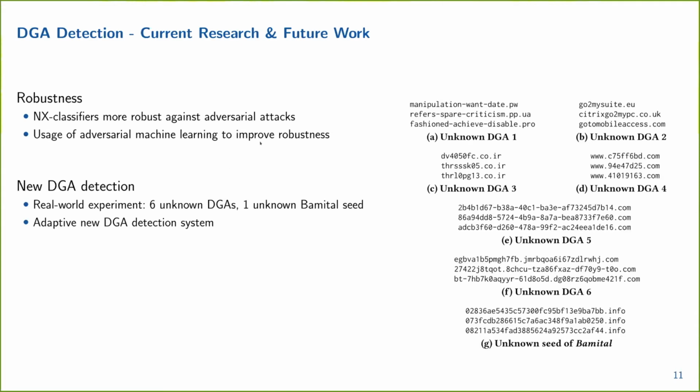Further, we already developed a new DGA detection system, which is in a paper currently under review. In another real-world experiment, we could already show that we could detect 6 unknown DGAs and 1 unknown seed of a known DGA. Our goal here was to develop a new DGA detection system, which is adaptive and also, of course, real-time capable. The final goal of our research would be combining all research together into a single detection system.